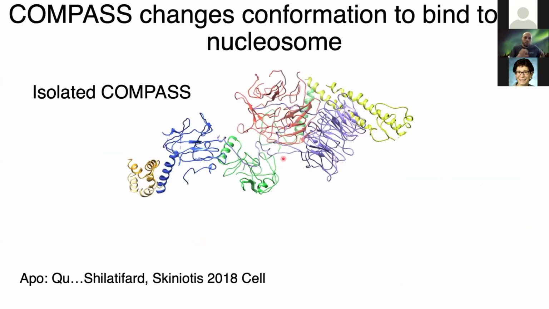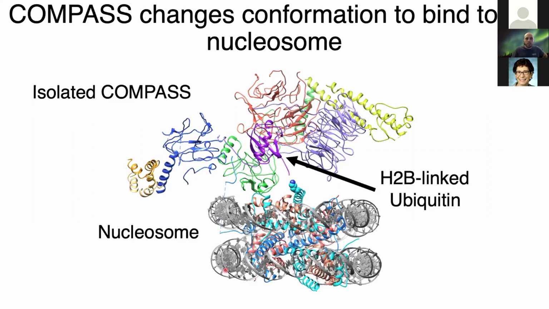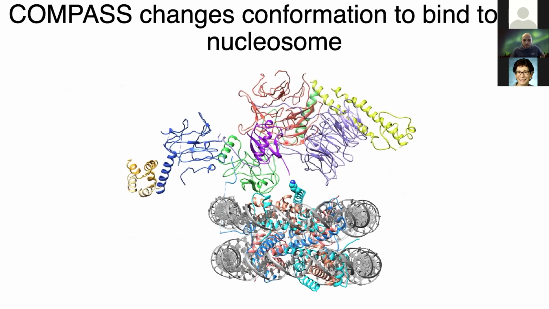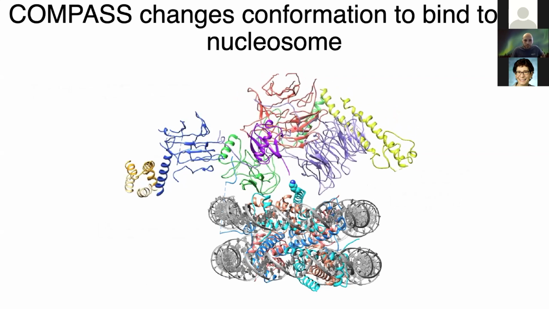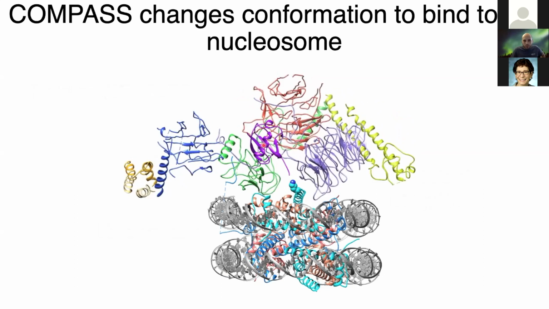So in addition to showing how COMPASS interacts with histone H3, the structure of the nucleosome bound COMPASS showed that COMPASS actually changes conformations upon binding to the nucleosome. And shown here is just the published structure of COMPASS in isolation by the Skiniotis lab. And then if you just pop in an H2B ubiquitinated nucleosome here, and this is the H2B linked ubiquitin here, you can see that when COMPASS binds this nucleosome, it actually flexes around its midpoint and brings this part of the complex down to contact the nucleosome.